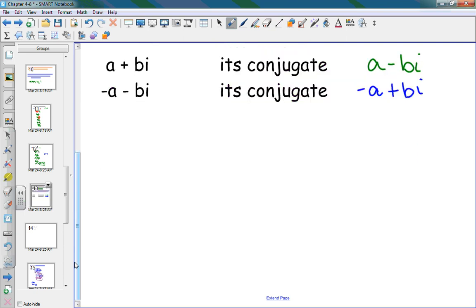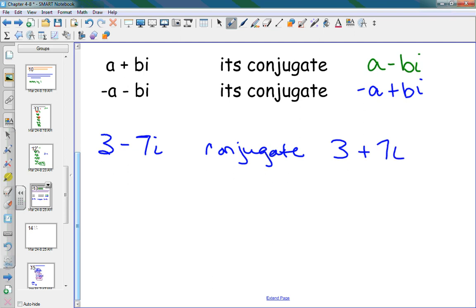For example, if I have 3 minus 7i, the conjugate of this will be, the real part was 3, it stays. The imaginary part is minus 7i, so it turns into plus 7i. If I have negative 14 minus 3i, the conjugate is going to be minus 14 stays, minus 3i turns into a positive 3i. So conjugate is very easy.